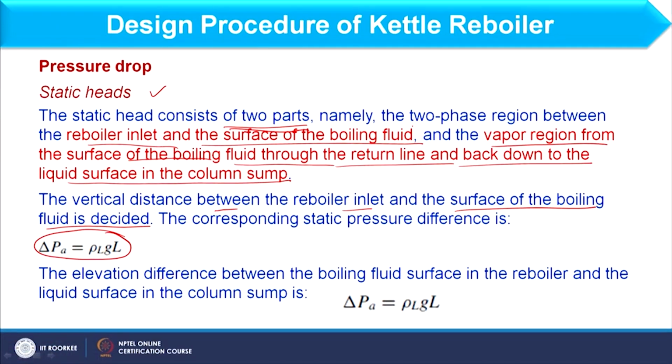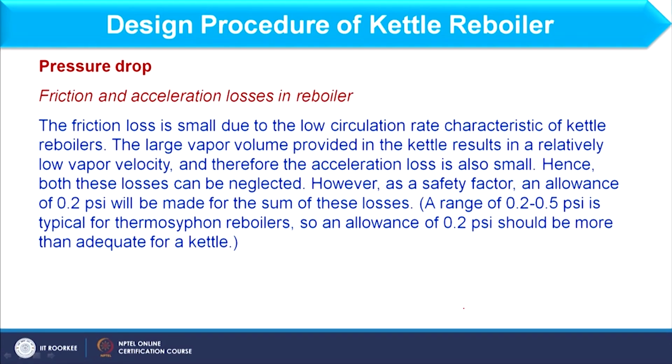Further, the elevation difference between the boiling fluid surface in a reboiler and the liquid surface in a column sump, if I know that, we can find out the pressure in that section also. Okay. So, in that way we find out the static head.